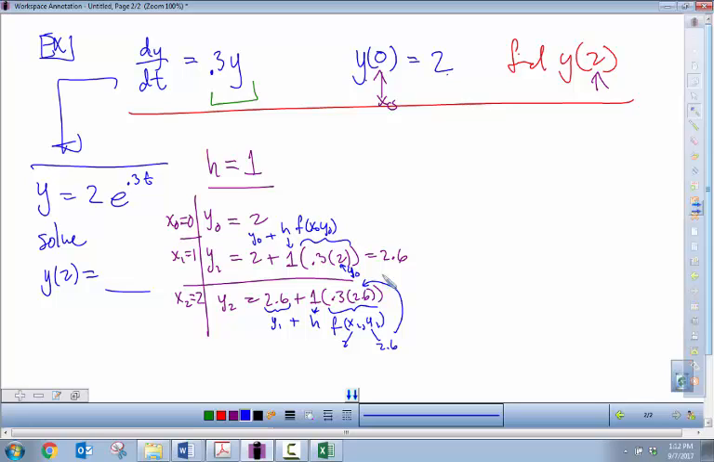Okay? So now we can work this out and say this is 2.6 plus what is this? 3, 13, 39, the whole thing? 3.38. So this is 2.6 plus what? Sorry.